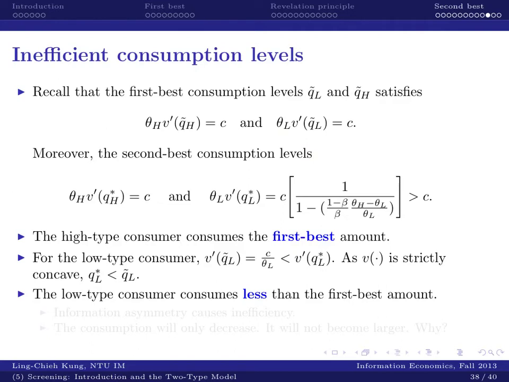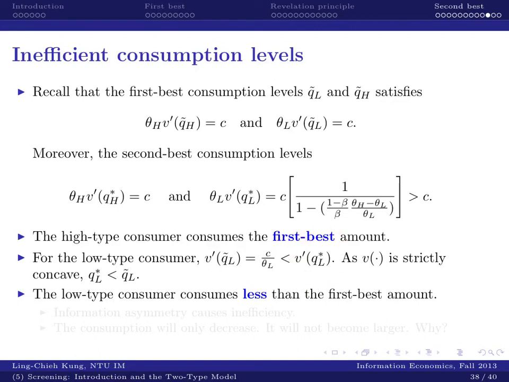And this is going to be less than V prime of Q star L. Why? Because this term is the right hand side divided by theta L, and the right hand side is greater than C, so this first order derivative is greater than this ratio.